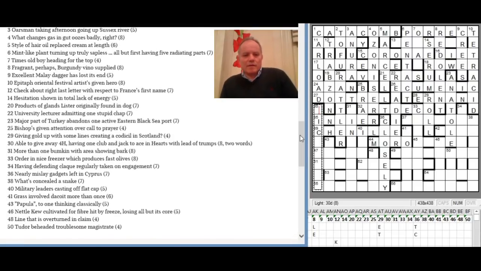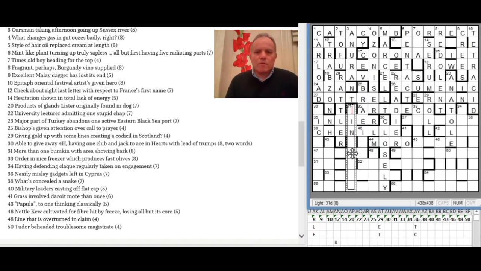Oh, able to give away 4H, having one club, well, I can see that already, and jack to ace in hearts with lead of trumps. Rich. Jack to ace. Phil, I'm just missing what that's on about. 31, more than one bumpkin with area showing bark. Something to do with ginkgo or quinine or quinchona.